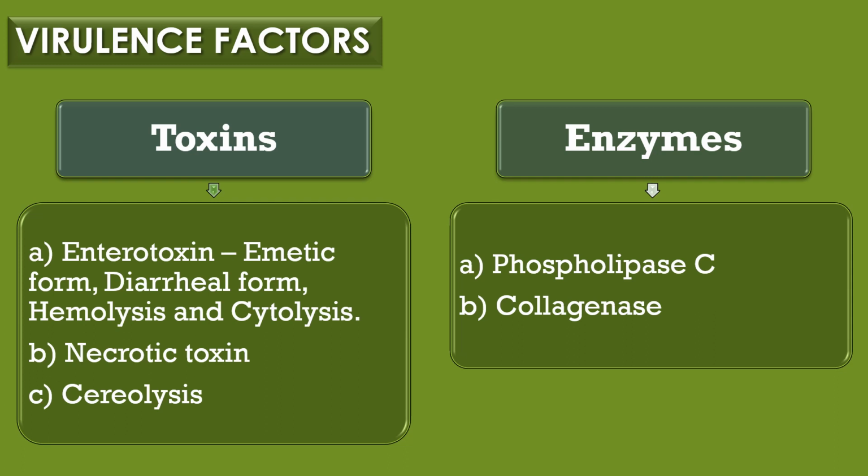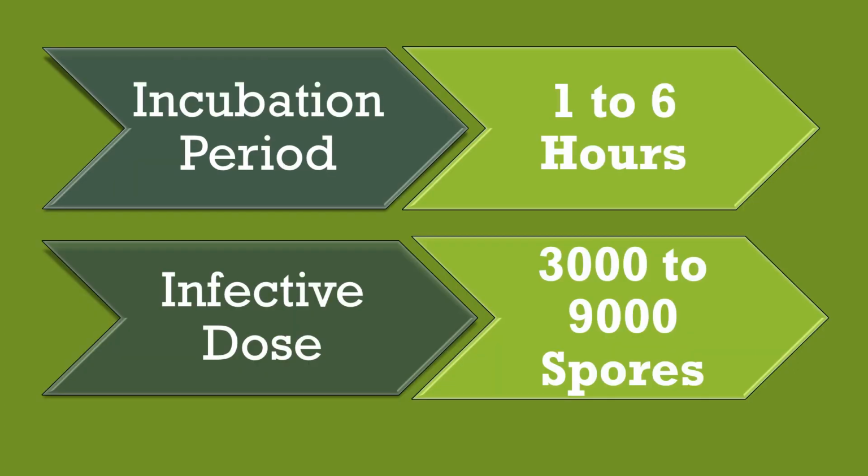Bacillus cereus is also able to produce two enzymes. One is phospholipase C and the second one is collagenase. Phospholipase C acts as a potent lecithinase, and collagenase acts on the collagen protein and degrades it. Next, the incubation period of Bacillus cereus infection is 1 to 6 hours, and the infective dose required for causing an infection by Bacillus cereus is 3000 to 9000 spores.